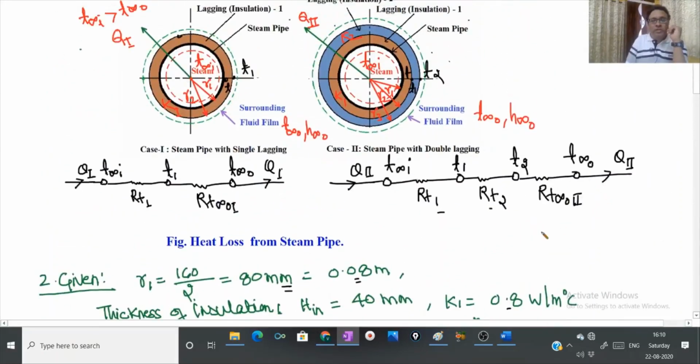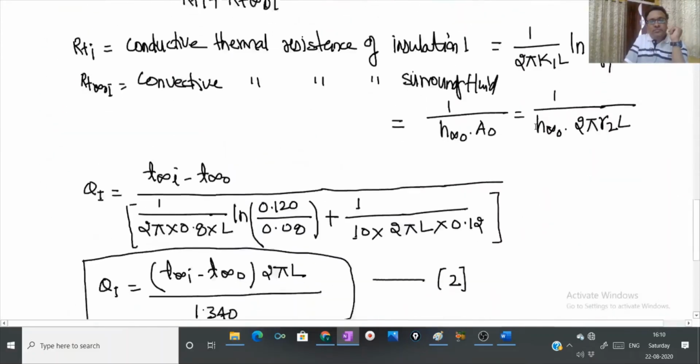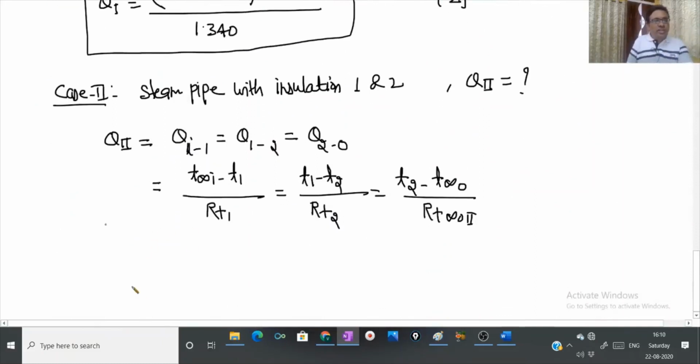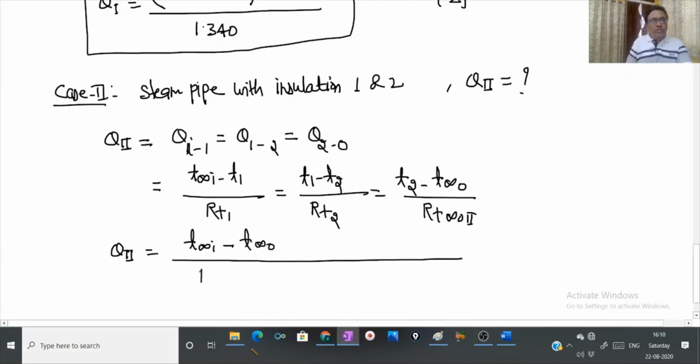The same thing we have represented in the form of an electrical equivalent circuit, so you can see here. Now once again let us express Q2 in terms of steam temperature T infinity I minus surrounding fluid temperature T infinity O, over RT1 plus RT2 plus RT infinity O for the second case.